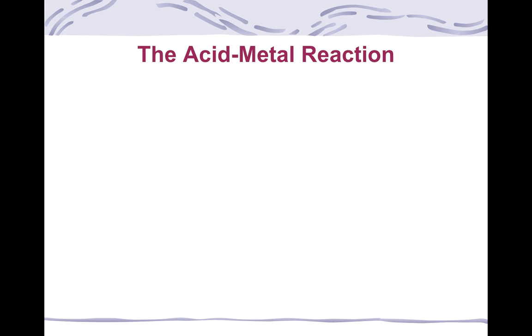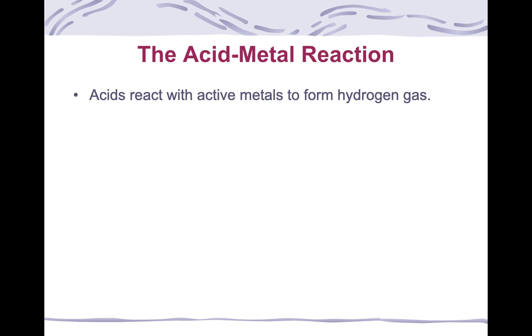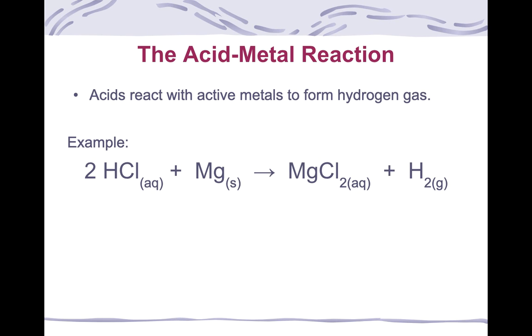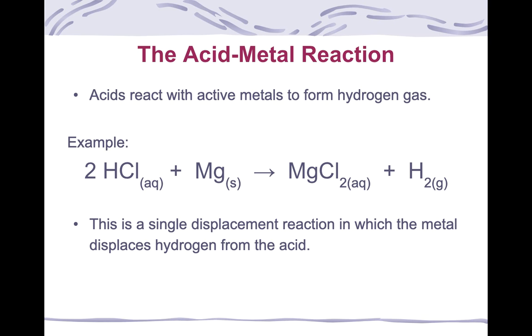So the first one is the acid and metal reaction. Acids react with active metals to form hydrogen gas. An example is hydrochloric acid reacting with magnesium metal, and that creates magnesium chloride and hydrogen gas. You might recognize this from earlier studies this year, that this is a single displacement reaction in which the metal is displacing the hydrogen from the acid.